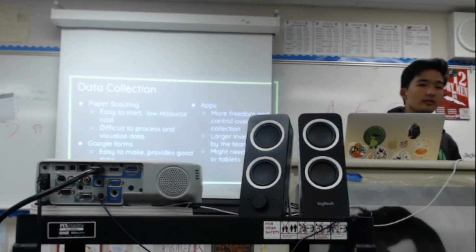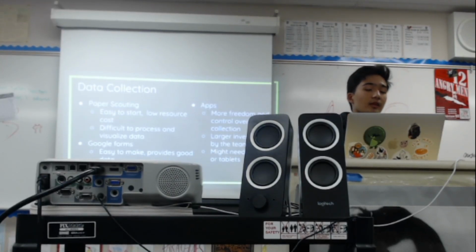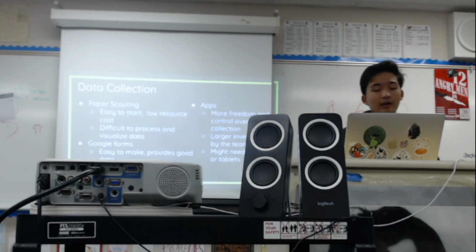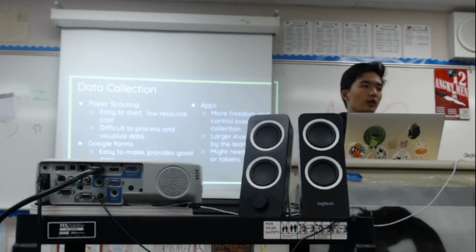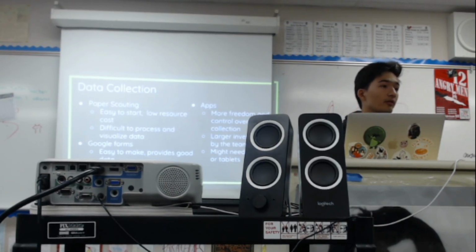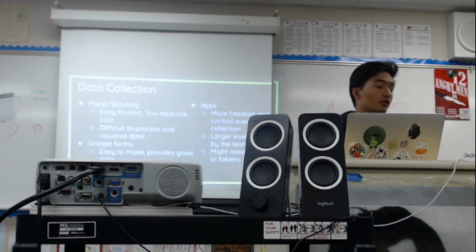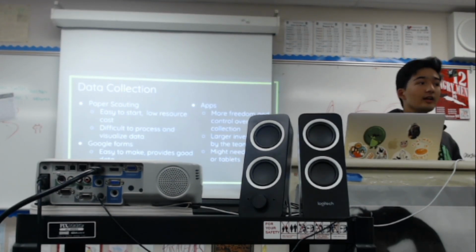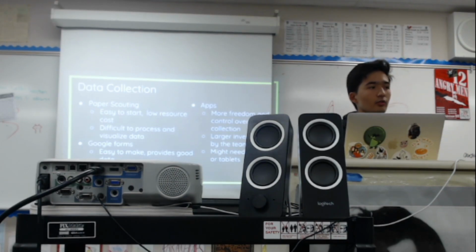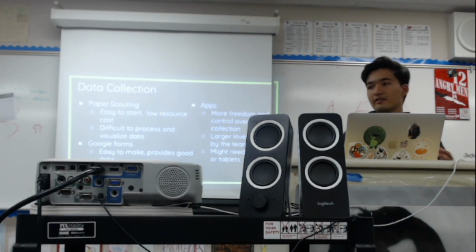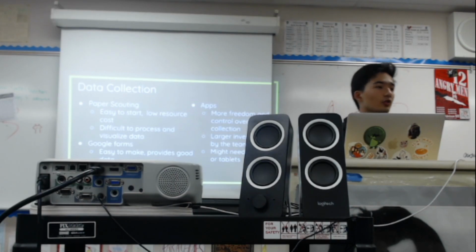So first of all, data collection. The first part of this is paper scouting. This is probably the easiest form of data collection to do. Anyone can do this. It's very low buy-in, very low resource. You just need a couple of kids and a little bit of knowledge about the game that you're doing. You're not going to get the best data through it simply because it's going to be very hard to take the data from paper scouting and turn it into another form to look at or better do stuff with. But it's very, very easy to start.